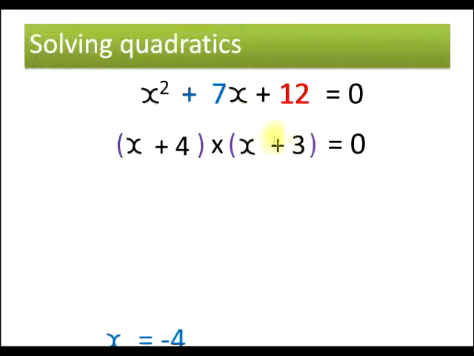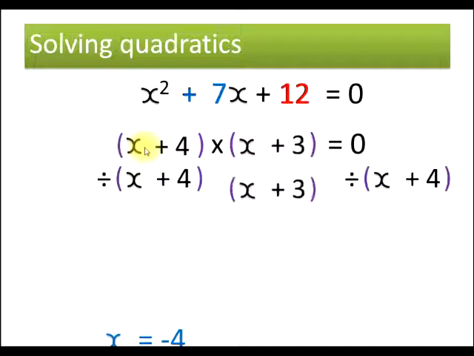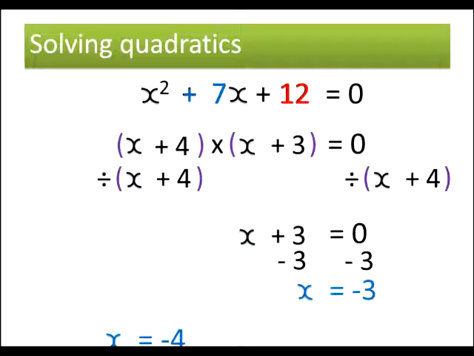If we do the same with this, but get rid of this bracket, again, that would leave me with x plus 3 equals 0. So something add 3 is 0. Take away 3 from both sides if you wish. But x is minus 3. So they are the two answers when we're solving that.